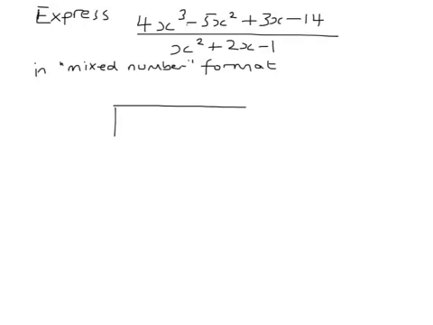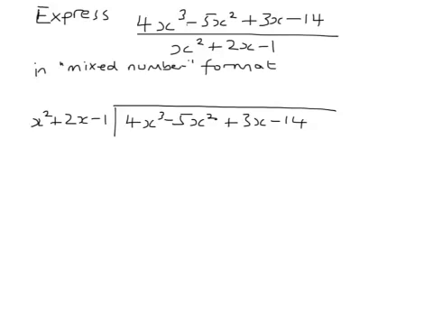We've got 4x cubed minus 5x squared plus 3x minus 14. It's divided by x squared plus 2x minus 1. So the first step is to ask yourself, what do you multiply x squared by to make it 4x cubed? 4x squared times by something makes 4x cubed. That's 4x. That's because 4x times x squared makes 4x cubed.